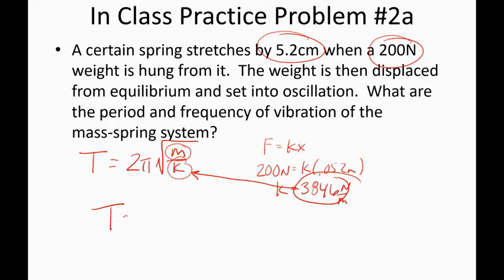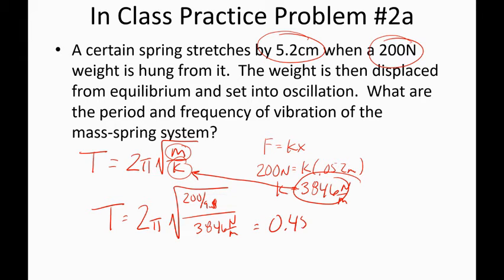So I end up getting that the period is 2 pi times the square root of 200 divided by 9.8, because remember your force equals mass times gravity, divided by 3,846 newtons per meter. That's going to end up giving you a period in this case of 0.458 seconds. Now, I'm not finished with this question because it says, what's the period and what's the frequency?